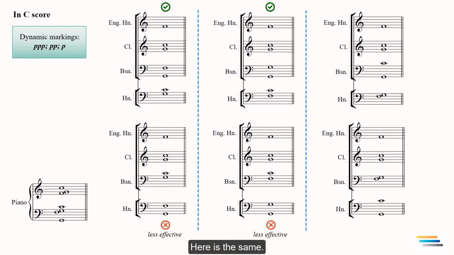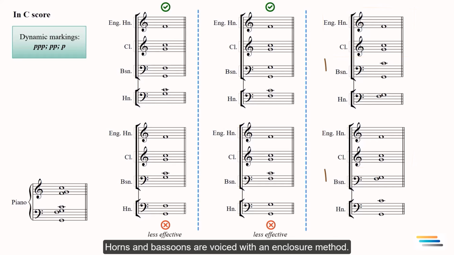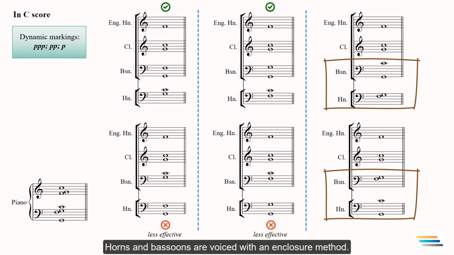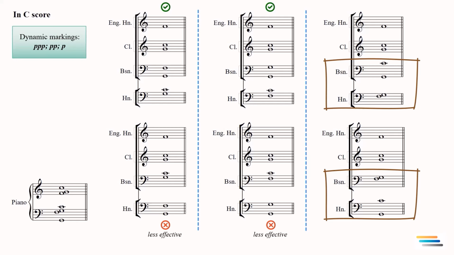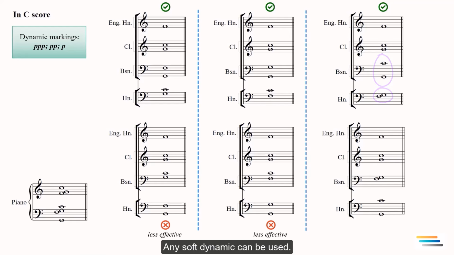Here's the same. The high woodwinds remain unchanged. Horn and bassoons are voiced with an enclosure method. The first voicing is effective since horns blend well inside two bassoons. Any soft dynamic can be used.